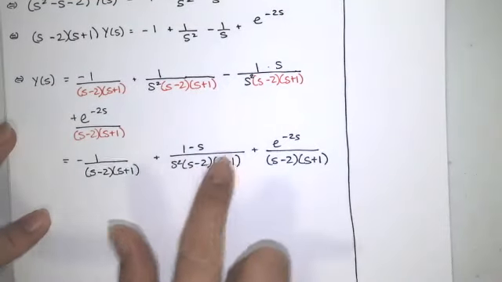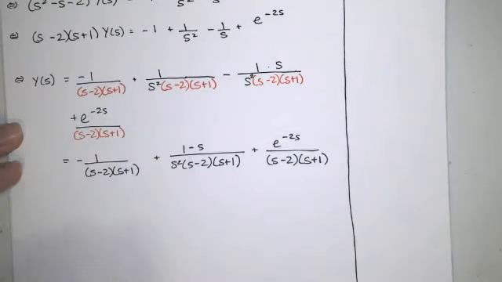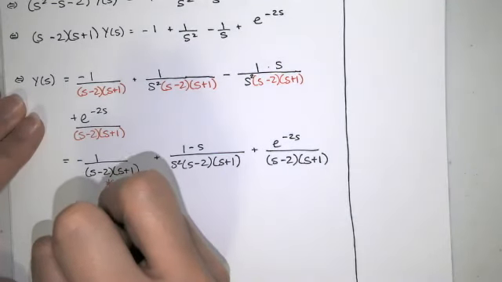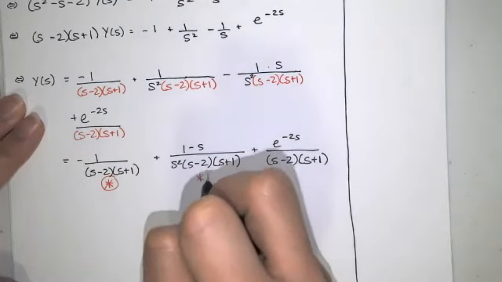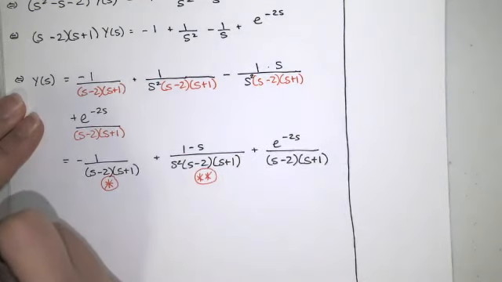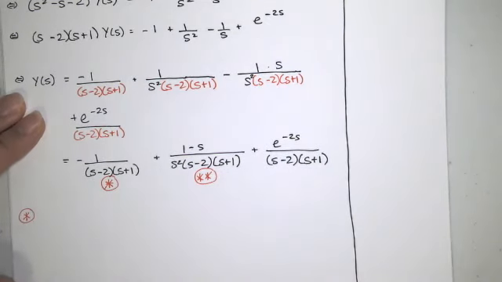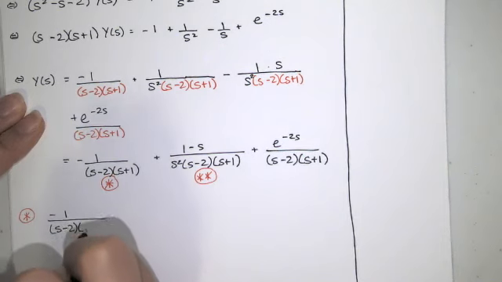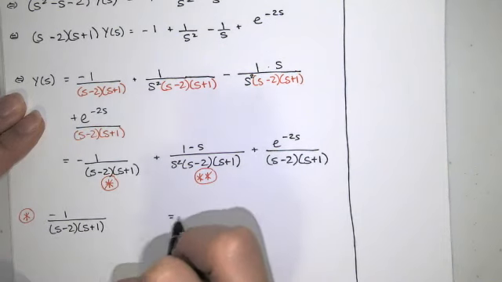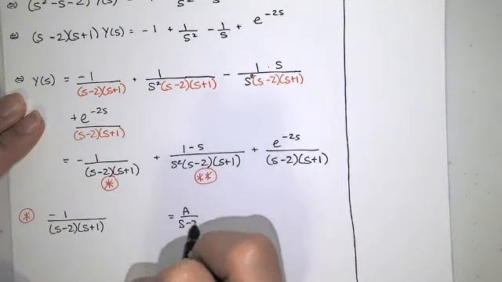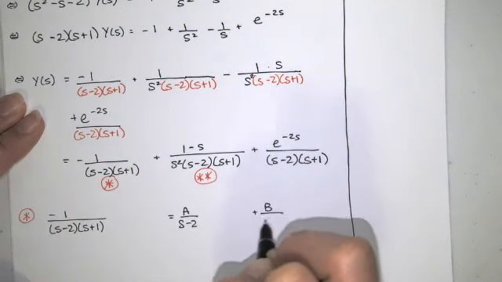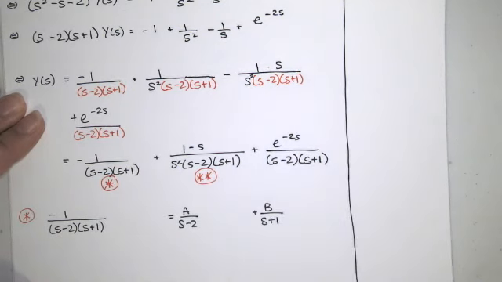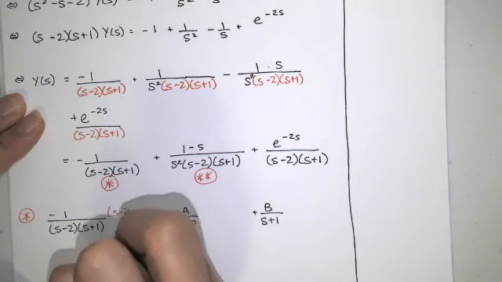Okay, so I'll use partial fractions for this and for this. I'll call this star, and I'll call this double star. So let's handle this starred expression first. We have -1 over s minus 2 times s plus 1. That's the same as a constant over s minus 2 plus a constant over s plus 1. And we multiply both sides by that denominator.